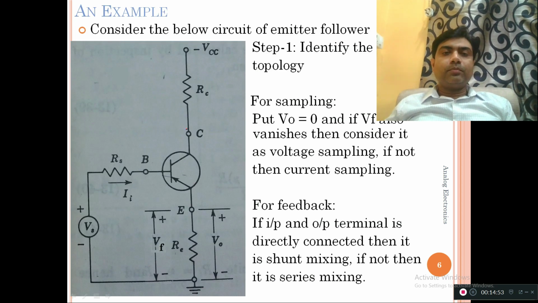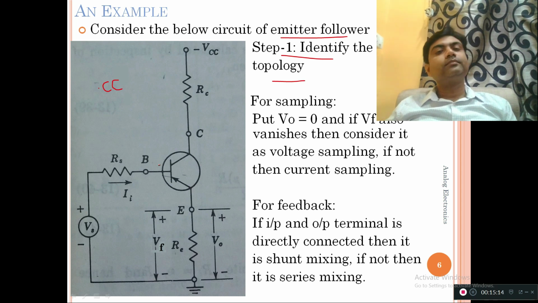This is the example which I have taken. This is the example of an emitter follower circuit, and we know that an emitter follower circuit is nothing but a common collector circuit. If you remember, emitter follower is nothing but common collector circuit. Okay, so my first step is to identify the topology, what kind of topology this circuit is particularly using.